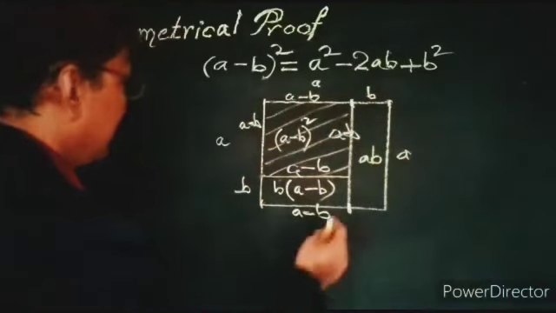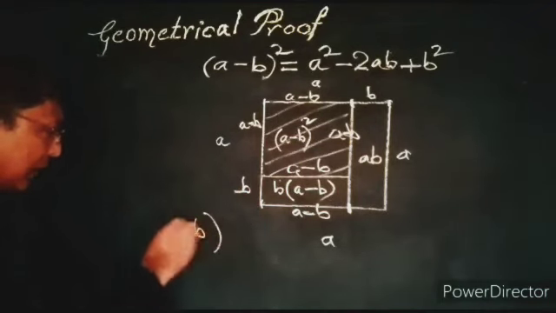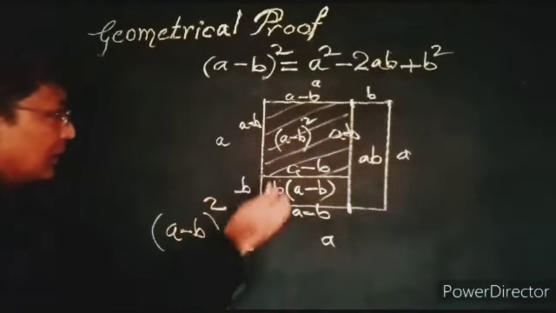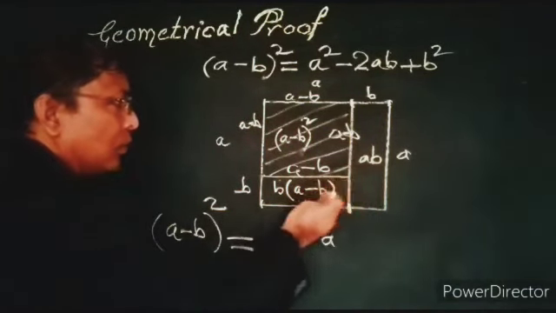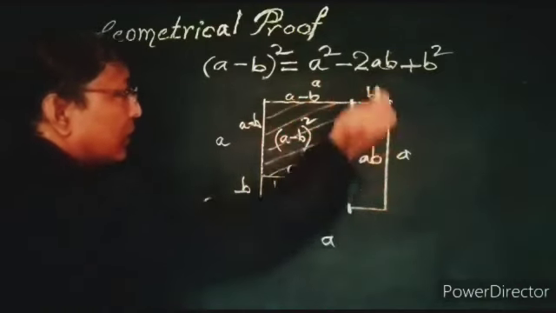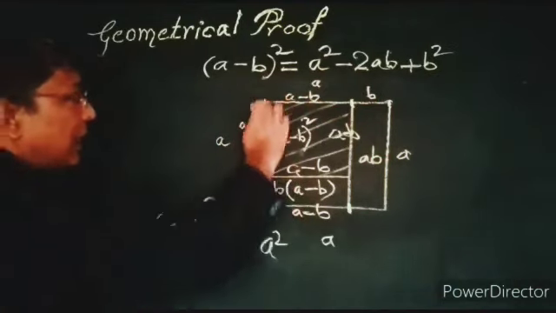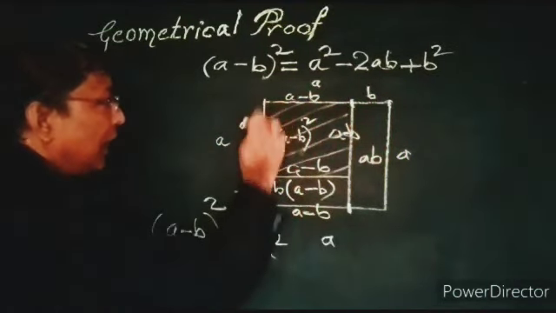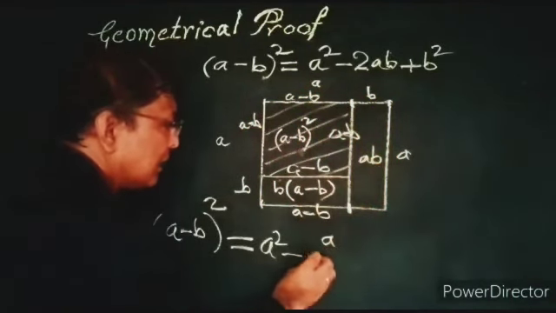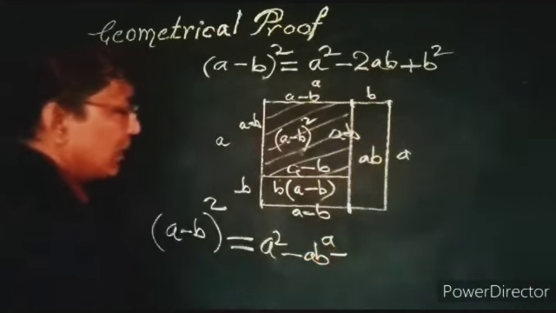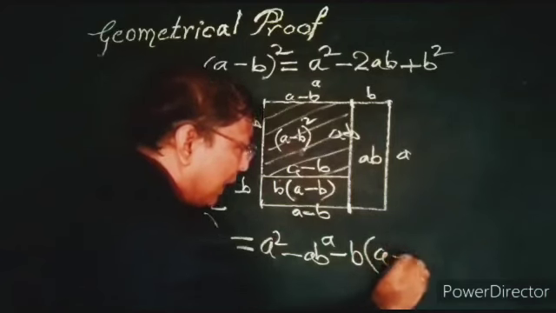Let us do it. I write (a minus b) whole square. We want this area. How can we get it? We have to subtract these two areas from the area of the square. What is the area of this square? a square. The area of this complete square is a square, minus the area of this rectangle, which is ab, minus the area of this rectangle, which is b into (a minus b).